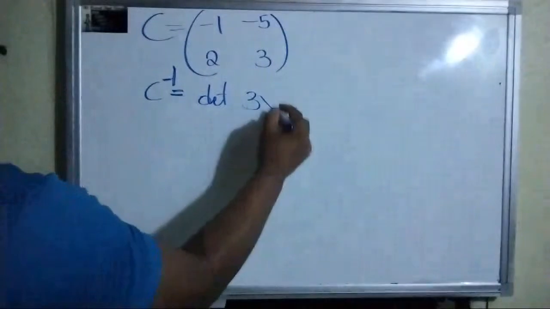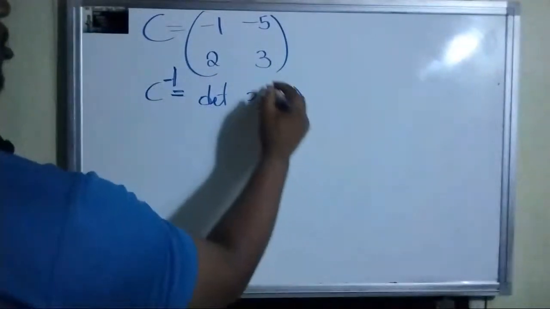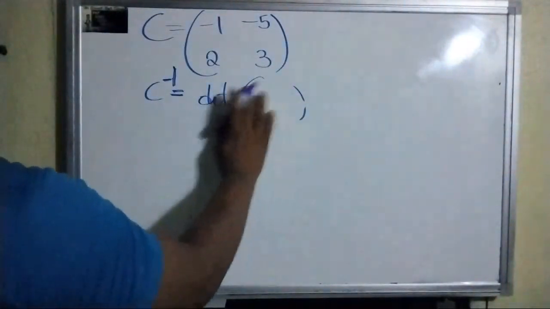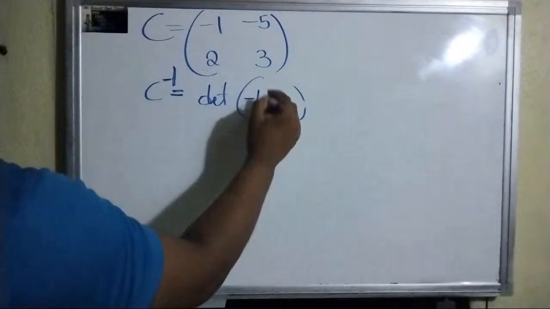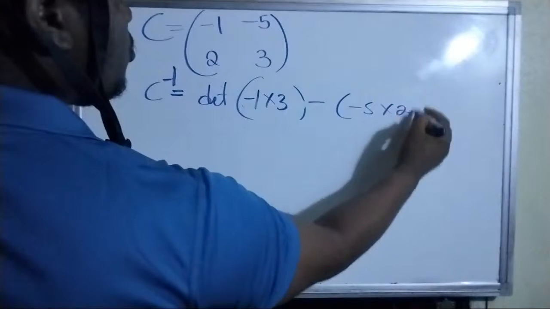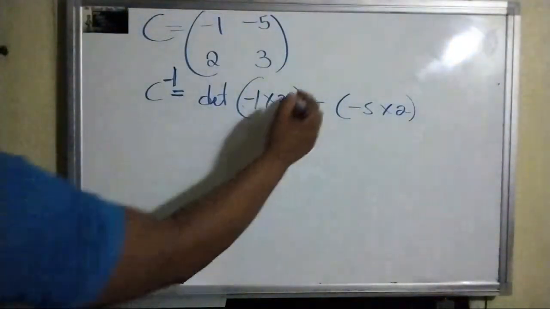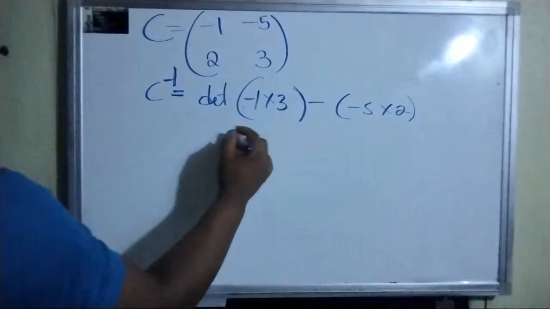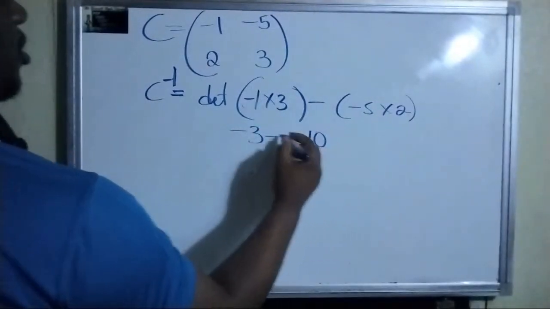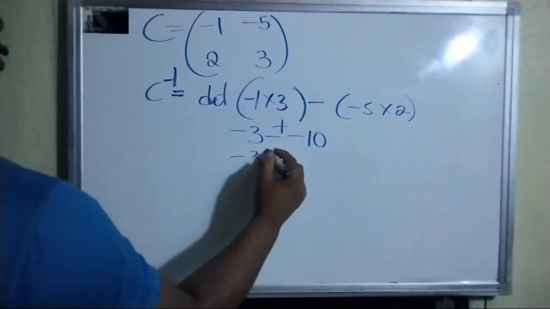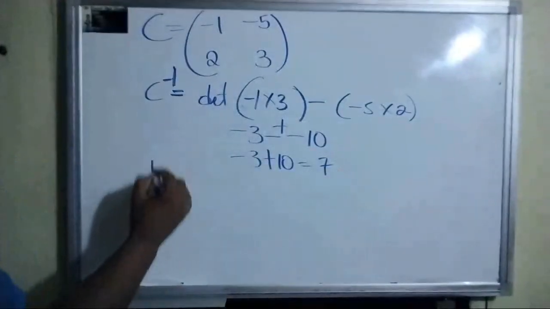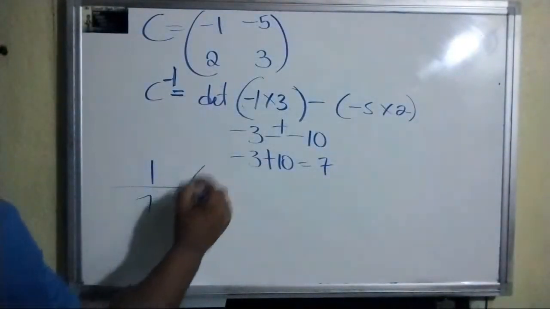You can put this in a bracket, because otherwise it becomes really tricky. AD, put the 1, don't put the 1, because some students say let me get 3 there. So negative 1 times 3 minus negative 5 times 2. We separate it so persons can see what I got. Negative 1 times 3 is negative 3, minus negative 5 times 2, which is negative 10. Now this becomes a positive, so we have negative 3 plus 10, which is equal to positive 7. So it's 1 over 7.